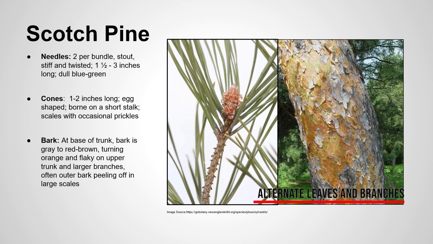Distinct from that are pines. We'll start here with the Scotch pine, a non-native species here in Massachusetts. It's found across the Northeast too, but it's not considered invasive. The needles are two per bundle. They're short and stiff and usually kind of a dull blue-green color. The cones are 1 to 2 inches long and egg-shaped, and the bark is gray to reddish-brown at the base and then turns orange and flaky on the upper trunk and branches.